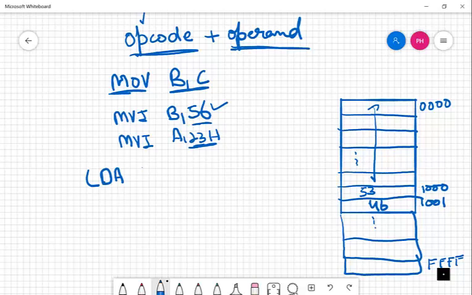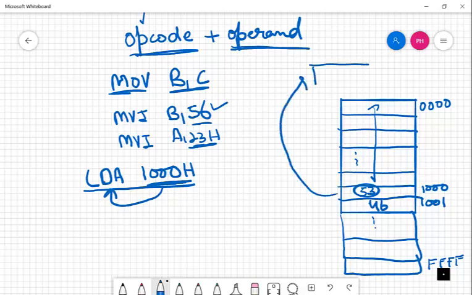What to load into accumulator? Then we have the operand. For example, I may write the address here: LDA 1000H. What does this instruction do? This instruction will load the accumulator with the contents of memory location 1000. In this case, this number 53, which is already written in the memory location 1000, will be transferred to the accumulator. Here I have my accumulator and 53H. These are again in hexadecimal. Everything here is in hexadecimal. We will follow that.